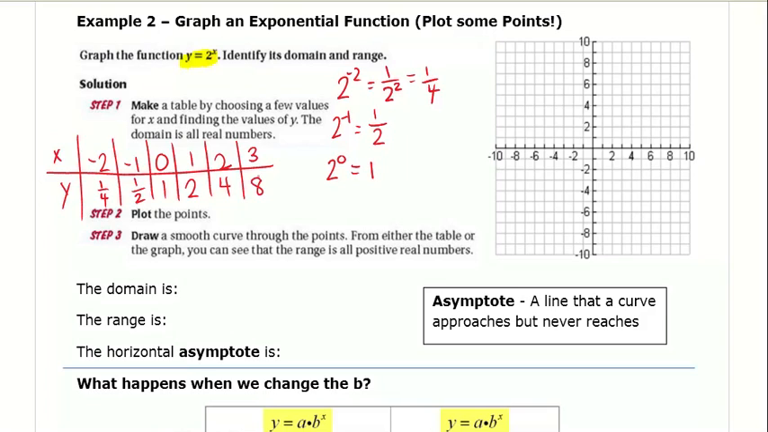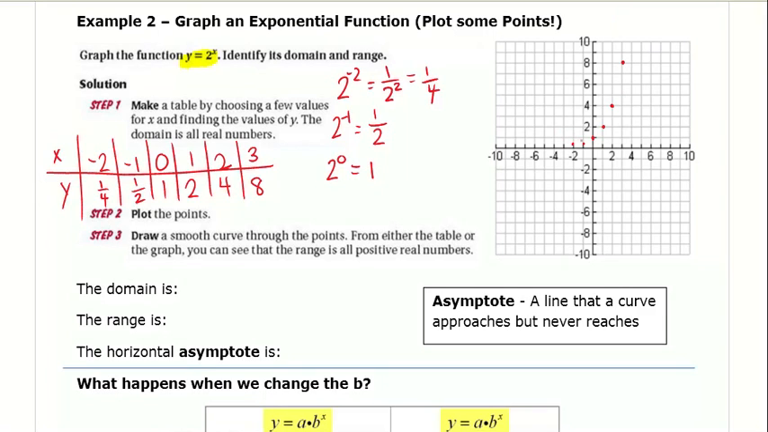Okay, and do your best to plot them on the graph. So -2 would be 1/4. -1 is at 1/2. 0, 1. 1, 2. And this is where it really starts to kick in now. 2, 4. And 3, 8. So as you can see, it started out kind of flat, but then quickly started rising.